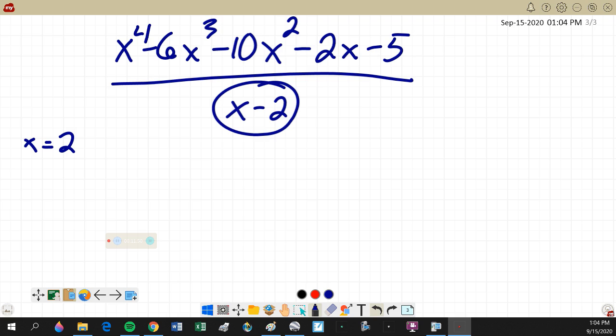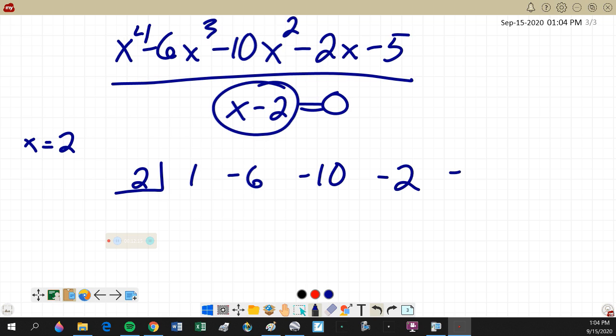And synthetic division is super easy and it's super fast. The only problem is it doesn't always work. So for synthetic division, you find when does the denominator equal 0? At 2. So we write that down. And then I write out all of the coefficients of the numerator. 1, negative 6, negative 10, negative 2, and negative 5. Okay. And then I draw a big long line.